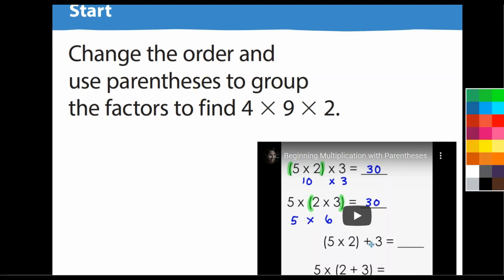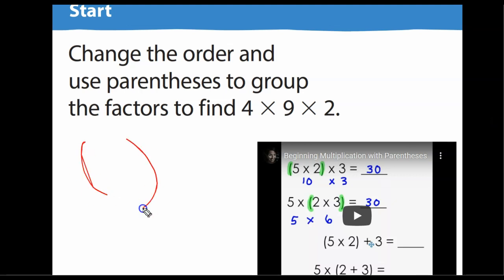It says use parentheses. That's that. Okay. To group the factors to find 4 times 9. So what do you want to switch? 2 and the 4? Wouldn't that be this? So then you would multiply 9 times 4 is 36, and 2 times 36.